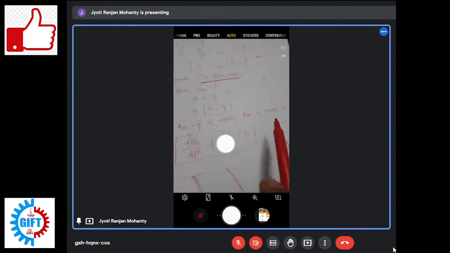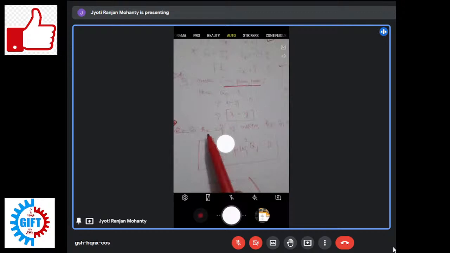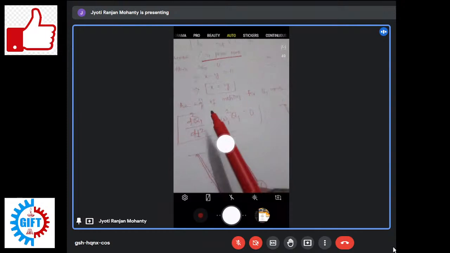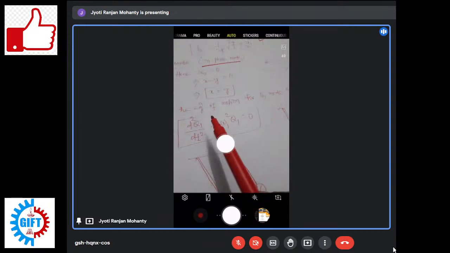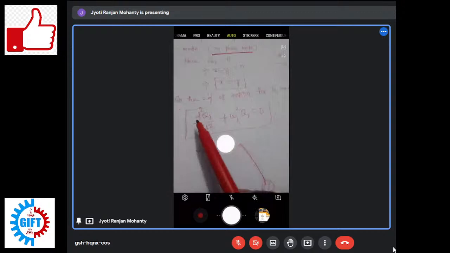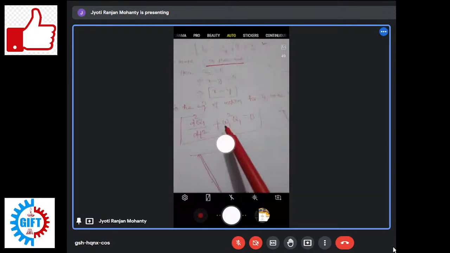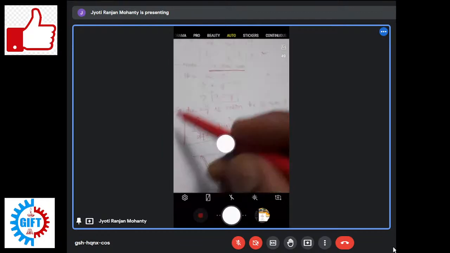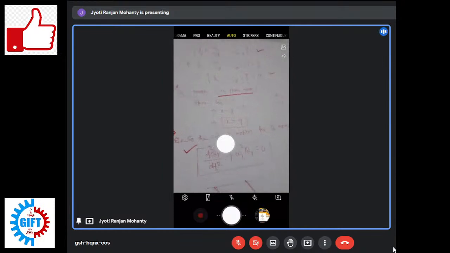So the equation of motion for Q1 mode is d square Q1 by dt square plus omega 1 square into Q1 is equal to 0. So Q1 mode means only the equation having Q1 will be present. Q2 is equal to 0.